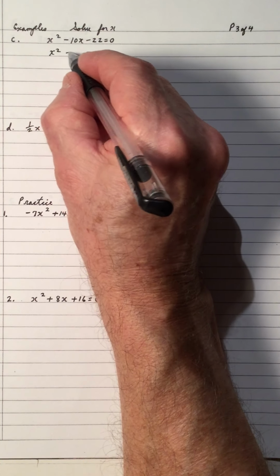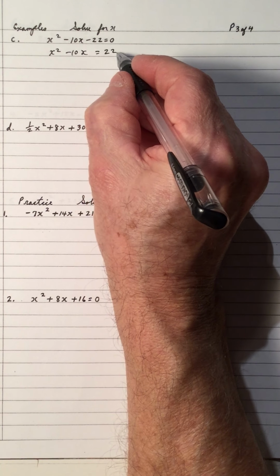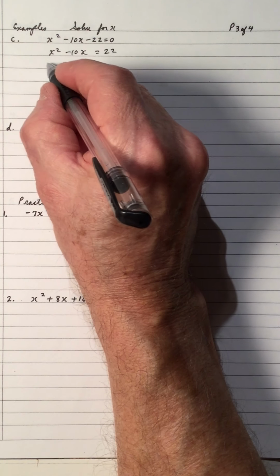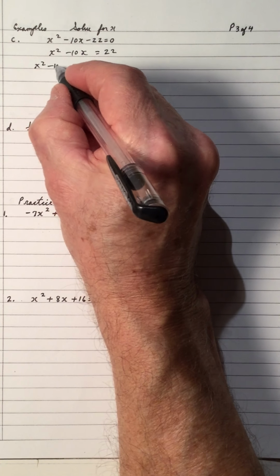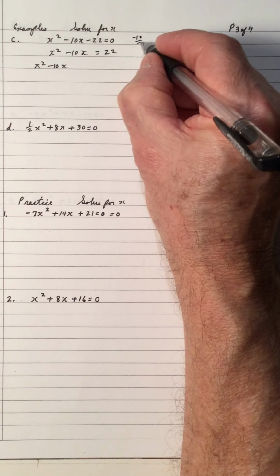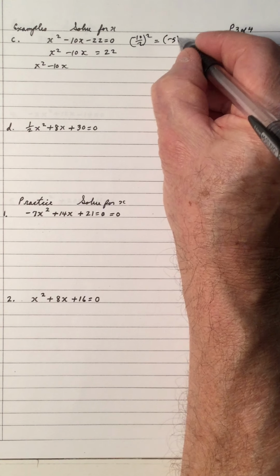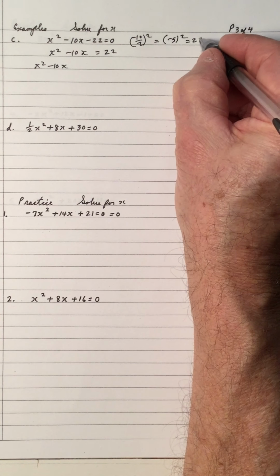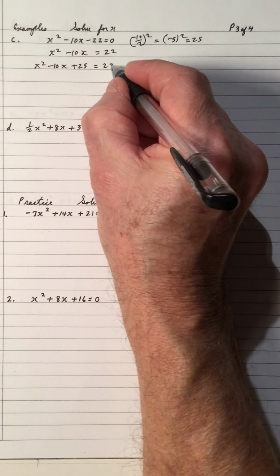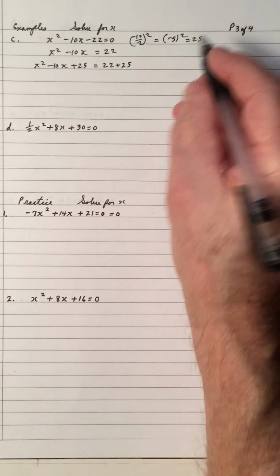So x squared minus 10x equals positive 22 when you move it over. The a is already a 1, so I don't have to divide. Now I'm going to complete the square. Negative 10 divided by 2 squared gives me negative 5 squared, which is 25. So this is a plus 25, and I add 25 onto each side to balance it.